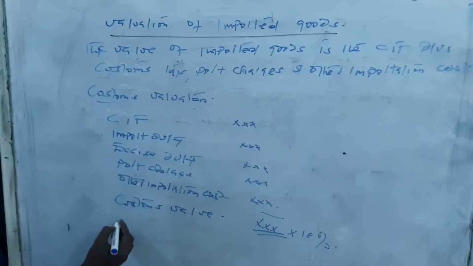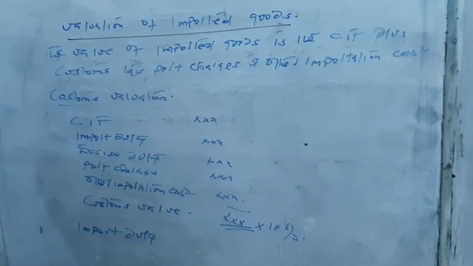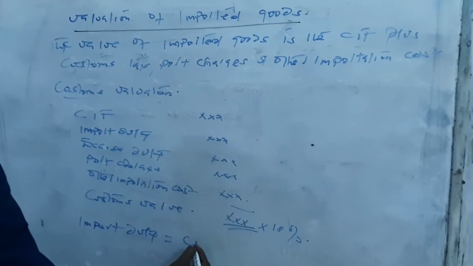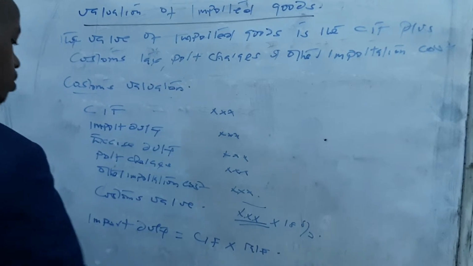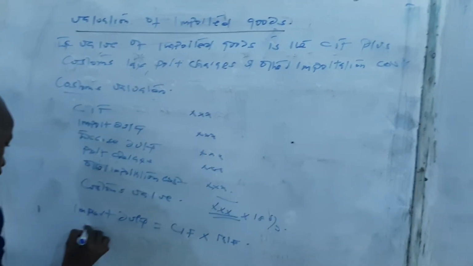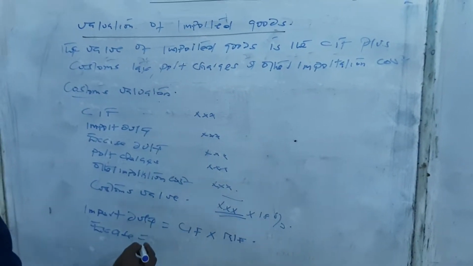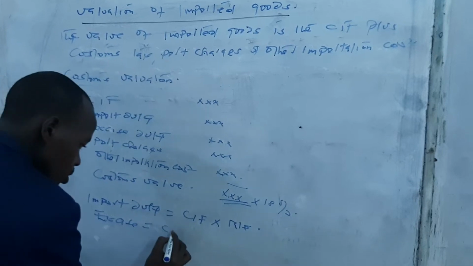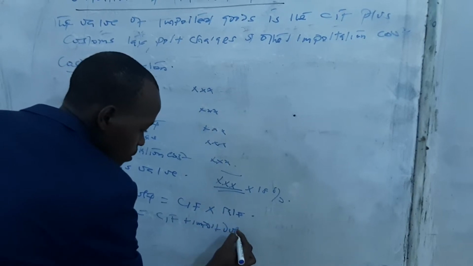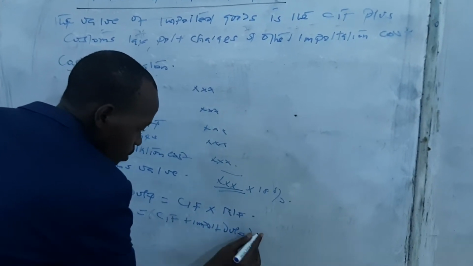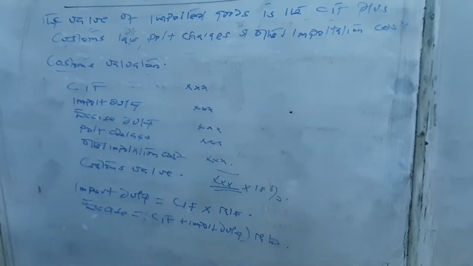So therefore, let us look at how you get the import duty here. The import duty here, you take the CIF times the rate of the import duty. For the excise duty, you take the CIF plus the import duty times the excise duty rate.